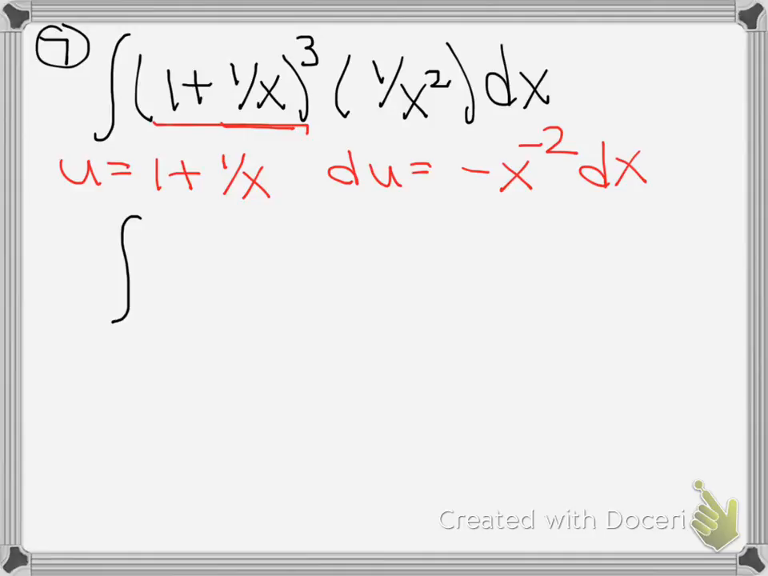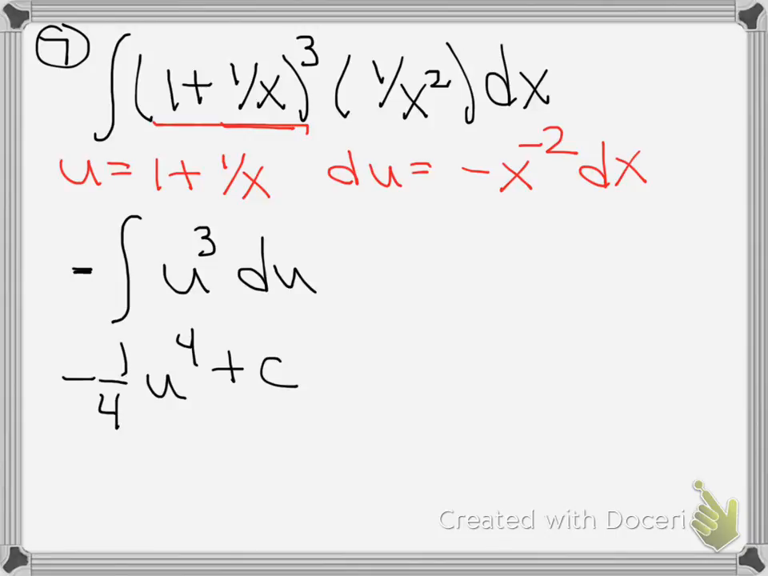Alright, so this is the integral of u to the third du. Am I missing something? I am. Tell me what it is. That negative sign, because there's no negative up here, so I'm going to move it to the outside. So then I have negative 1/4 u to the fourth plus your constant.